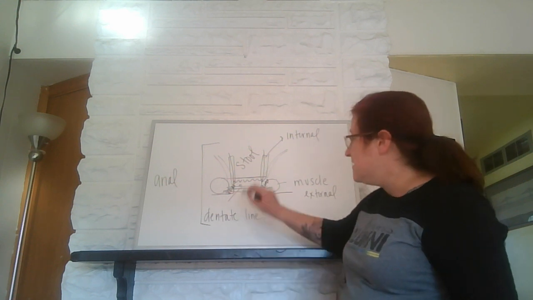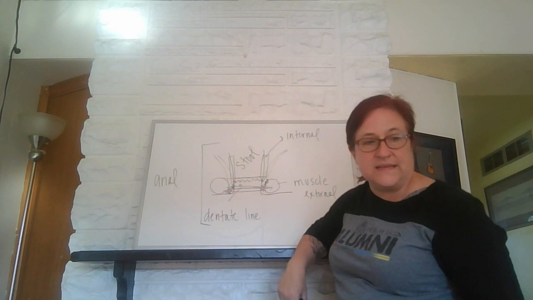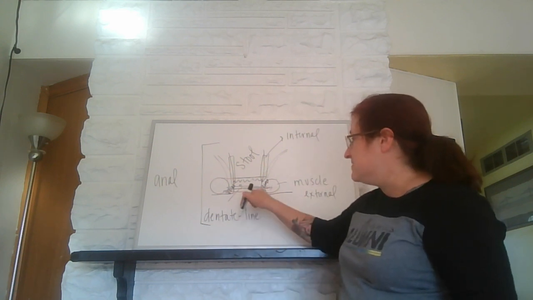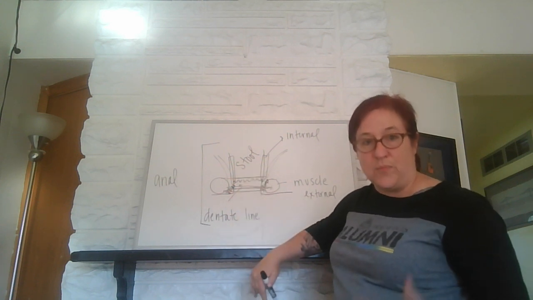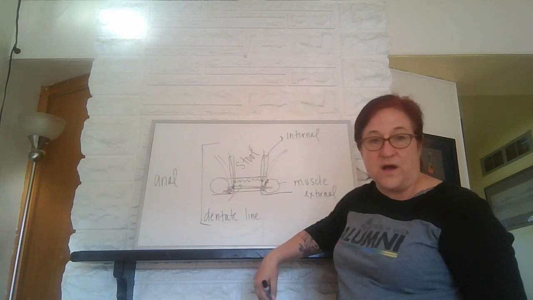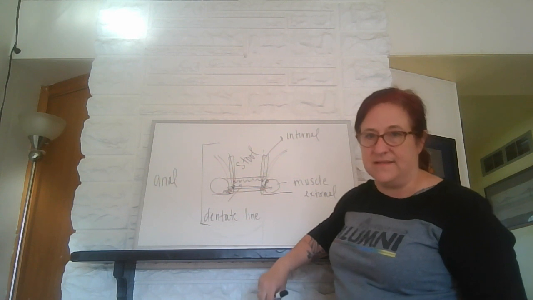You can get skin tags or papilla, which are excessive skin growth at the dentate line. It's an area that can get infected because there are little what are called crypts that release mucus to help pass stool, and you can develop fistulas in this area as well. But the main thing that we talked about there is continence.